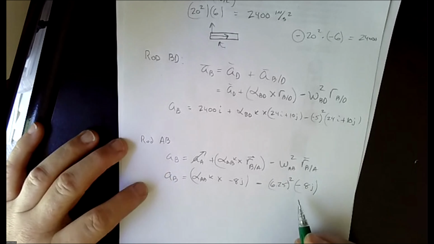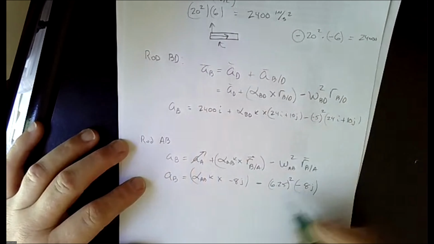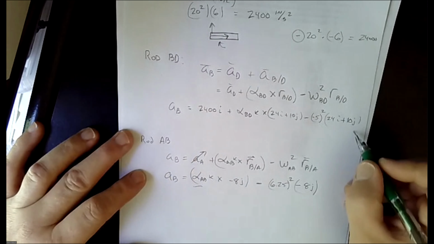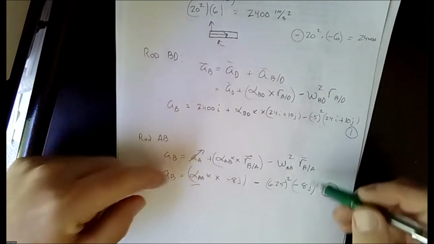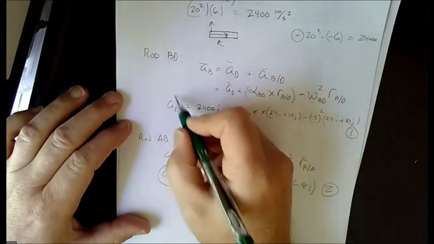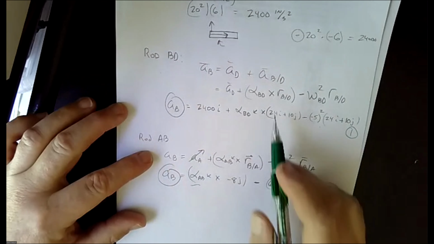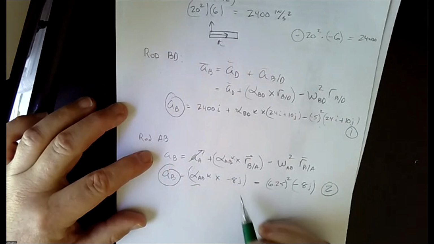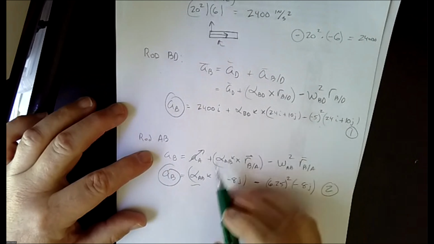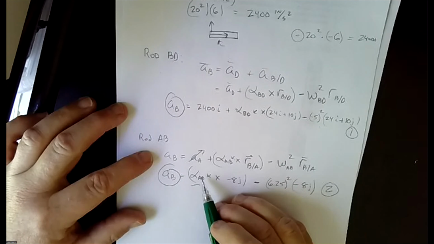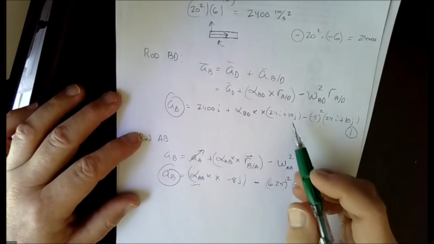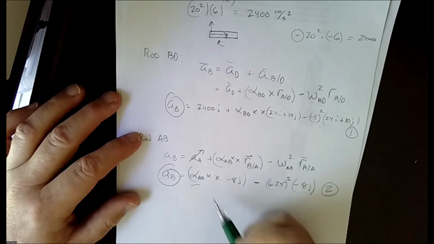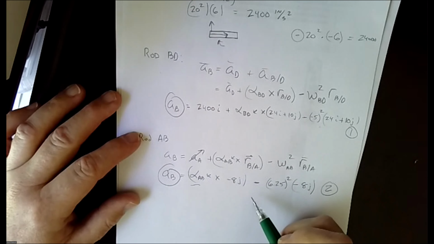So now we'll call this equation 1, equation 2, and we're going to set them equal, because we have AB here and we have AB there. So we set these two pieces equal. Notice then we'll have alpha BD and alpha AB, and that's all that we won't know. You can kind of see where this is going. We're going to set them equal, separate their I's and their J's, and then solve.